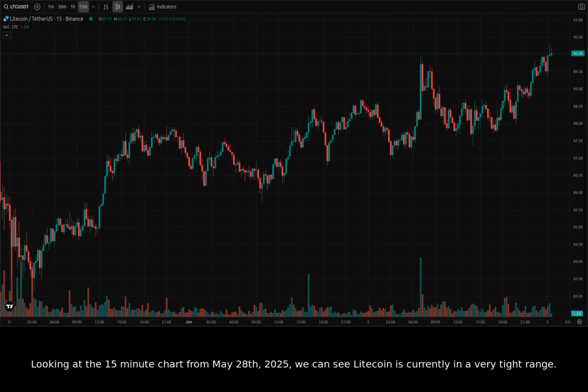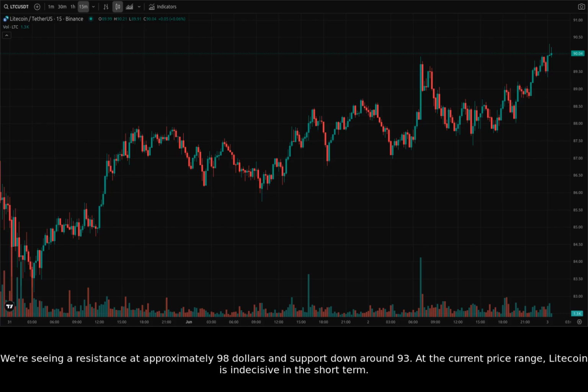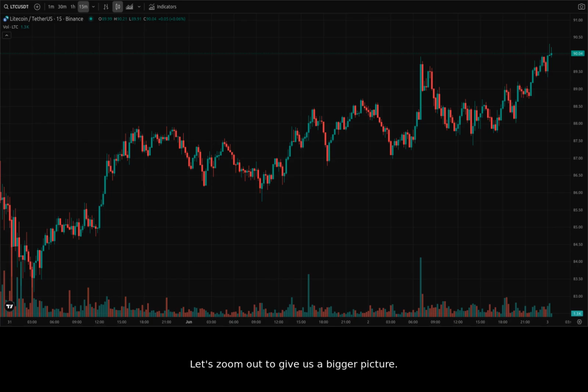Looking at the 15-minute chart from May 28th, 2025, we can see Litecoin is currently in a very tight range. We're seeing a resistance at approximately $98 and support down around $93. At the current price range, Litecoin is indecisive in the short term. Let's zoom out to give us a bigger picture.